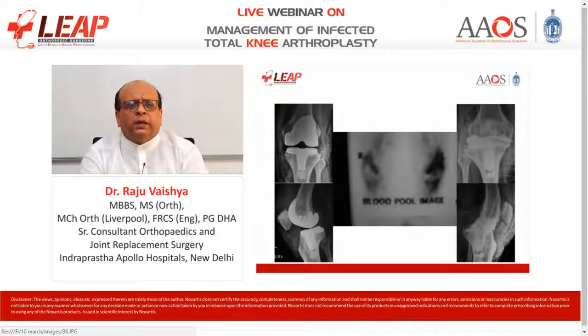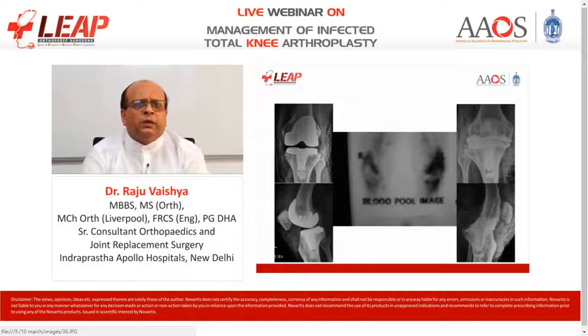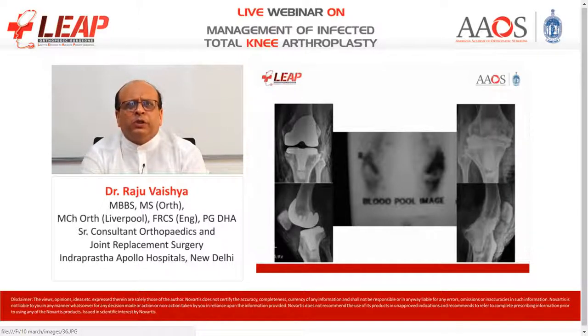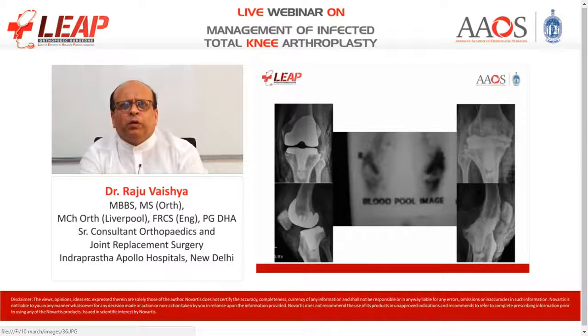Here is a case with infected total knee arthroplasty. You can see radiolucency in the medial tibial condyle as well as on the lateral tibial condyle, which is confirmed by 3-phase radioisotope bone scan with increased uptake in immediate blood pool phase and after 3 hours of the injection of radionuclide.